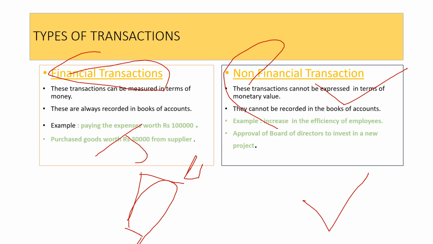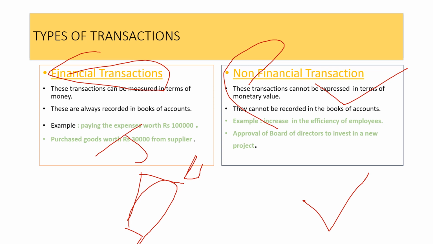Suppose there is a training and development program in the company, and due to it the skills and the efficiency of the employees have increased a lot. Obviously this will contribute to the growth and prosperity as well as to the revenue generation of the company, but still this is not recorded in the books of accounts, because you cannot measure efficiency in terms of money, you cannot measure the skill of an employee in terms of money. So this is a drawback of accounting, that you don't give such advantage or preference to non-financial transactions.